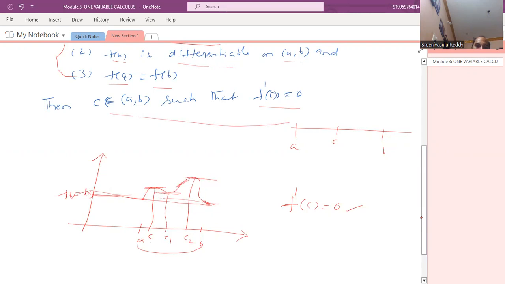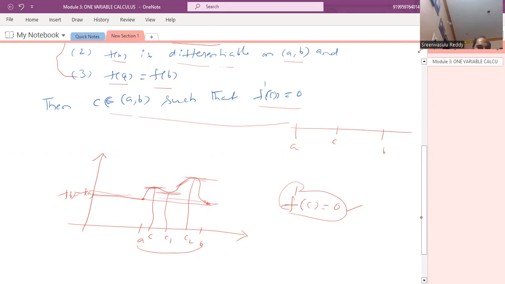So this line's slope is f dash. The f dash value at this particular point is 0. Tangent slope is 0 because there is no y coordinate change. Similarly here also, tangent slope is 0. This is the approach in Rolle's theorem.